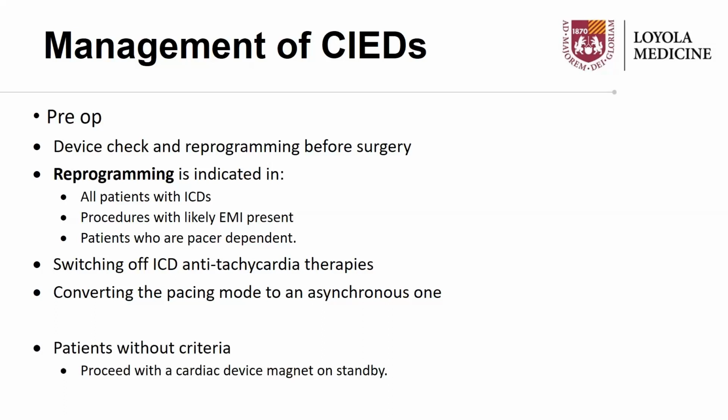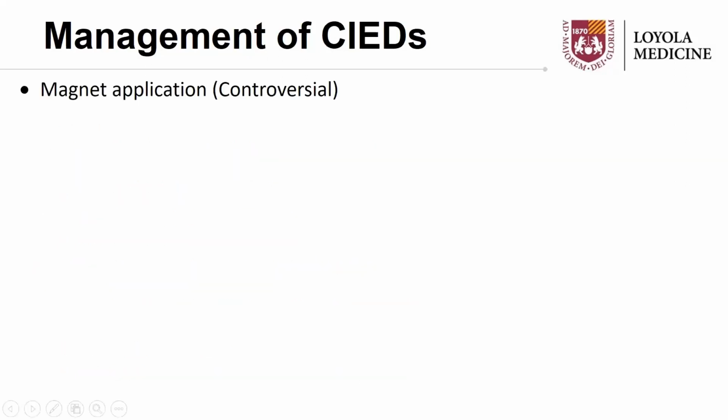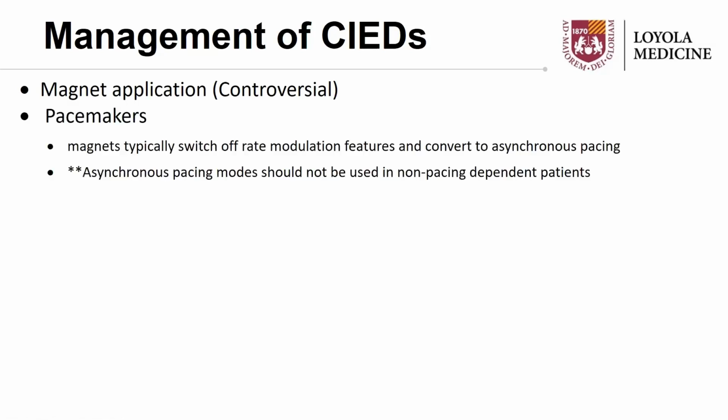Patients who do not fulfill the listed criteria generally do not require preoperative device reprogramming, and can proceed with a cardiac device magnet on standby. So let's talk a little bit about magnets. Magnet application, or the thought of just putting a magnet on it, is controversial, and I'll explain exactly why. In pacemakers, magnets typically switch off rate modulation features and convert pacers to an asynchronous pacing mode, which prevents EMI-induced pacing inhibition. Asynchronous pacing will continue until the magnet is removed, at which point the device will revert to its baseline settings.